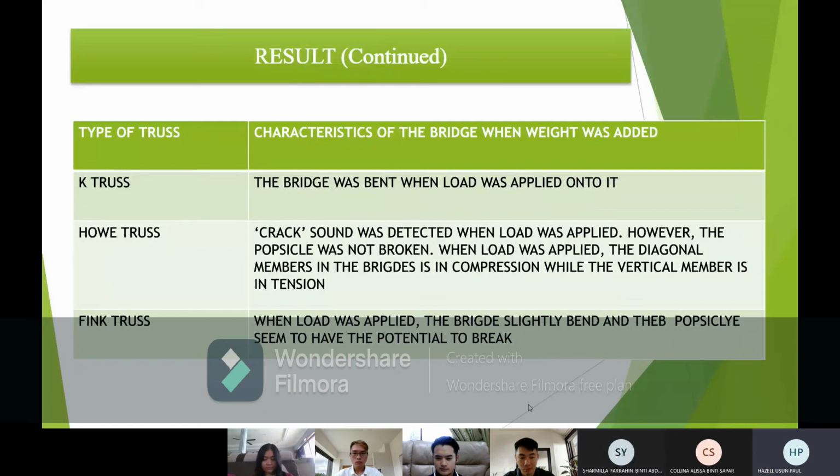Last but not least, Fink truss. When load was applied onto it, the bridge slightly bent, and the popsicle seems to have the potential to break.